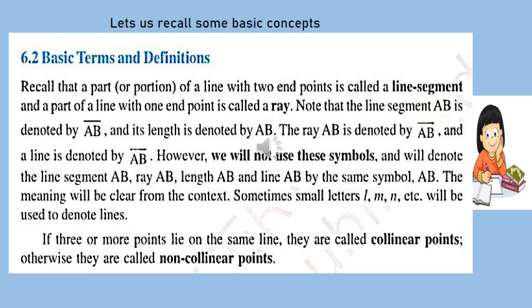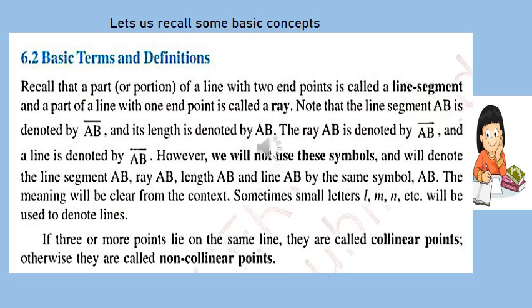When we are talking about points, the dot is the point. A line with two end points is called a line segment. And a part of a line with one end is called a ray. This we all know actually.